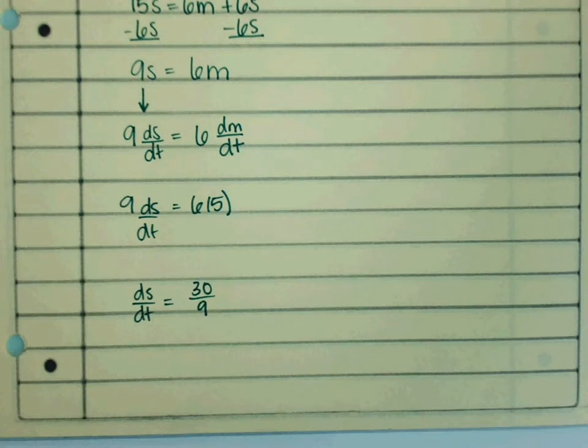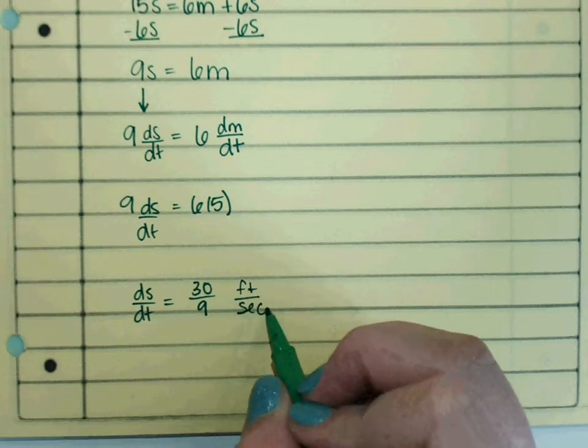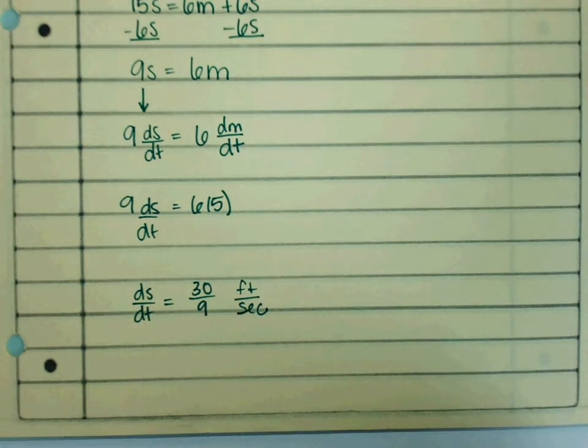Okay, now we are looking for units. This is the change in his shadow's length. What would that be measured in? Your primary unit is feet per second. What would his shadow be measured in? Feet per second. What if it was an area question? Feet squared. What if it was volume? Feet cubed. Good?